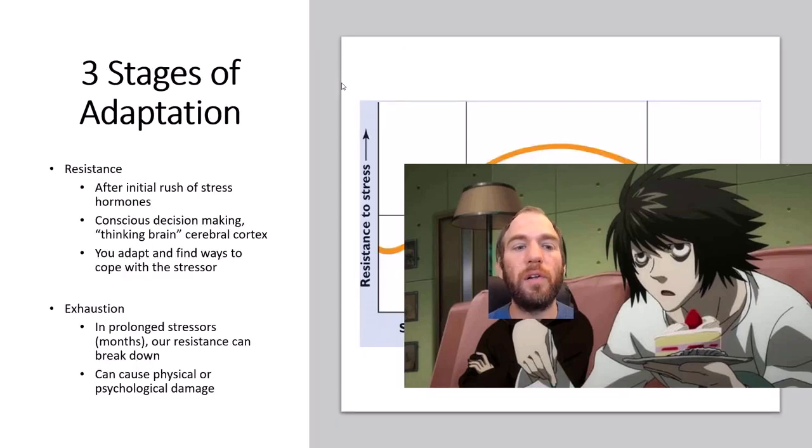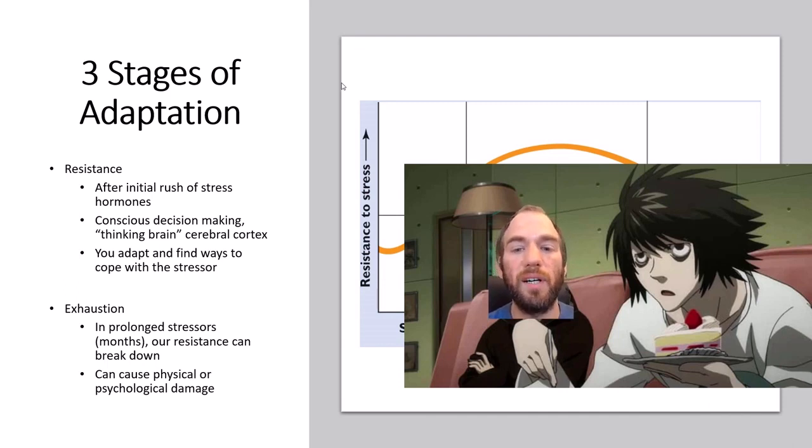All right, so following that initial alarm reaction, we've encountered a stressor, something dangerous or something that is stressful to us. We have this fight or flight reflex. And then next, after that initial alarm, we have resistance. So after the initial rush of stress hormones, the conscious decision-making, the thinking brain, the cerebral cortex, you adapt and find ways to cope with the stressor. And then exhaustion. In prolonged stressors, months, our resistance can break down, which can cause physical or psychological damage.